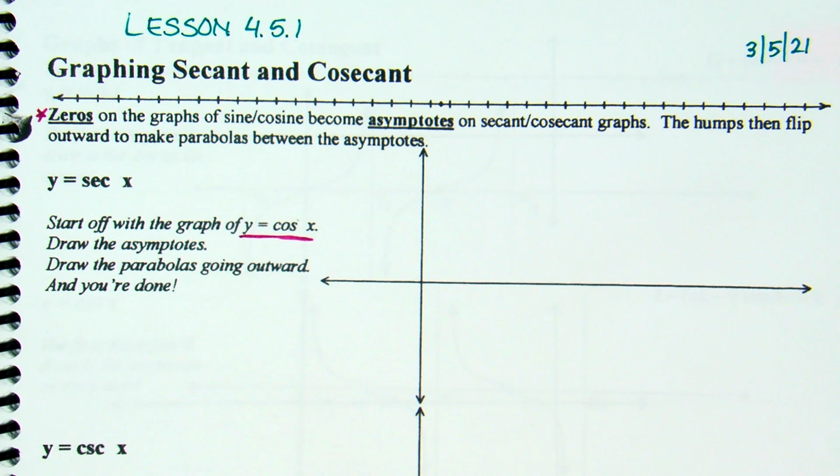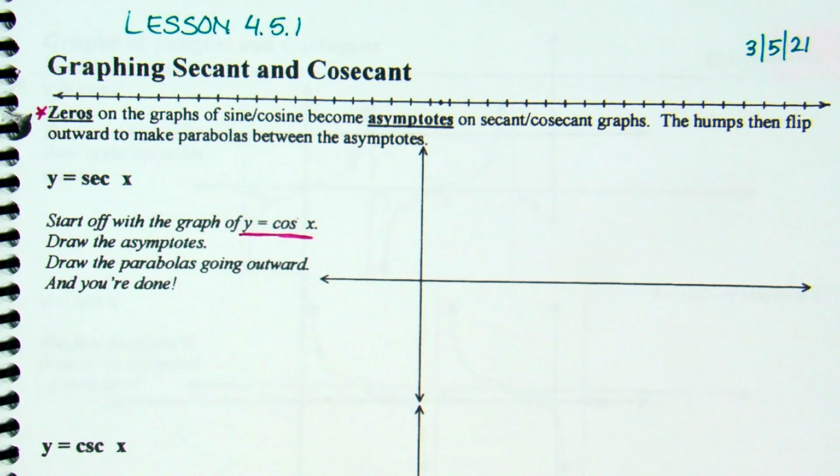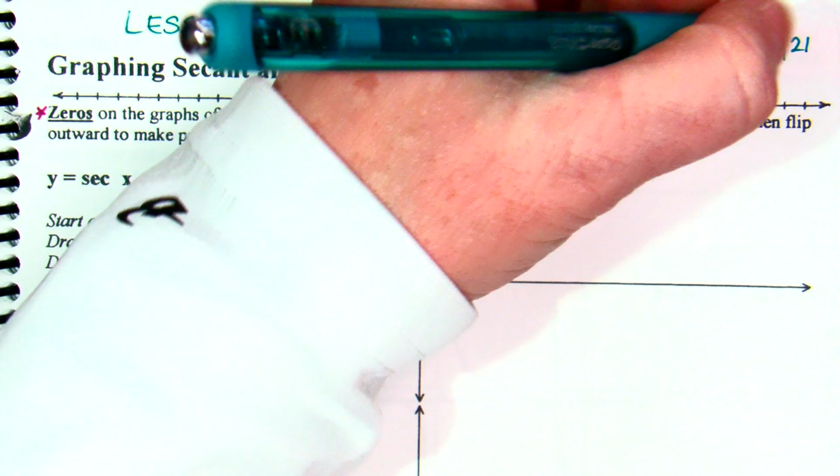So we'll always start by graphing a dotted line version of cosine x. We'll draw the asymptotes. The asymptotes will be where the zeros currently are. And then we'll draw the parabolas. Okay? So, this is just secant. So we need to start by drawing cosine. What do you know about cosine? Just basic cosine has a period of 2 pi, right? Has a period of 2 pi.